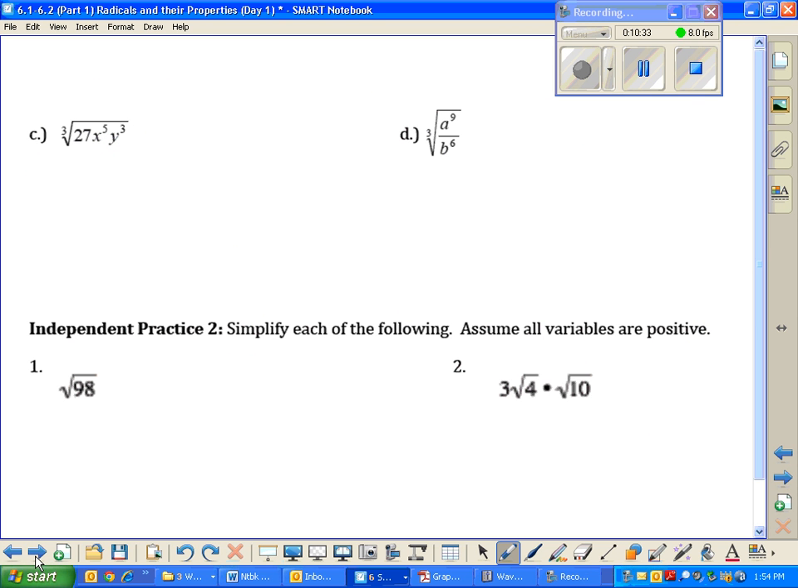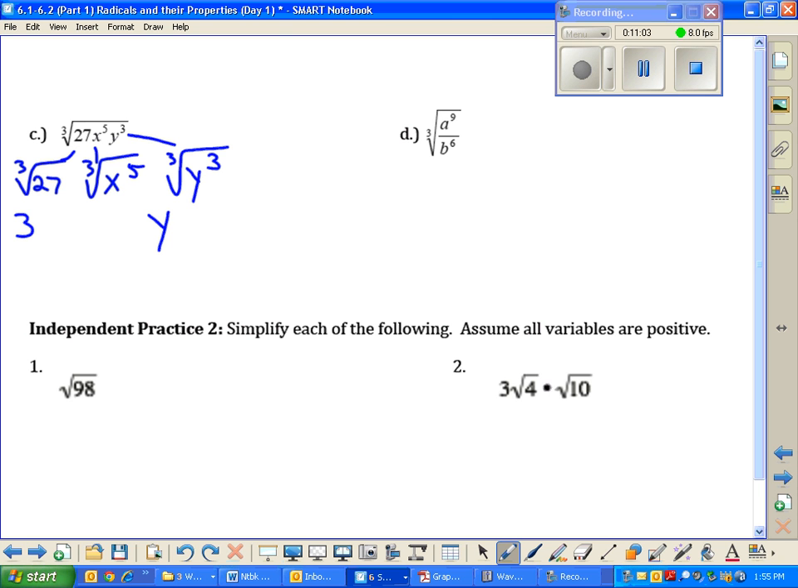All right, so now we have the cube root of 27x to the 5th, y to the 3rd. So we're going to use our product property to break it down into smaller pieces. Cube root of 27. Hopefully you know that one. That's just 3. Hey, you might even know already the cube root of y to the 3rd. Y to the 3rd is a perfect cube. So that's just y.